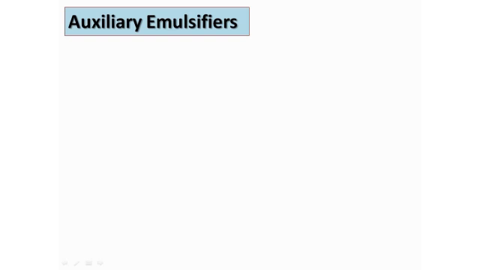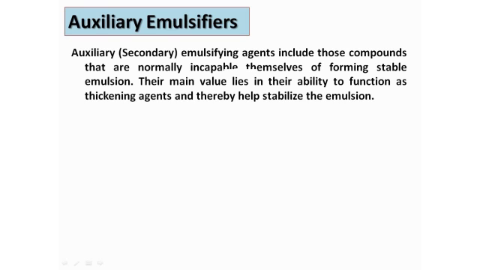So as I already told you, auxiliary emulsifier. So what are auxiliary emulsifiers? The auxiliary emulsifiers are also known as secondary emulsifiers. These include those types of compounds which are actually incapable of forming a stable emulsion. They themselves can never form a stable emulsion.